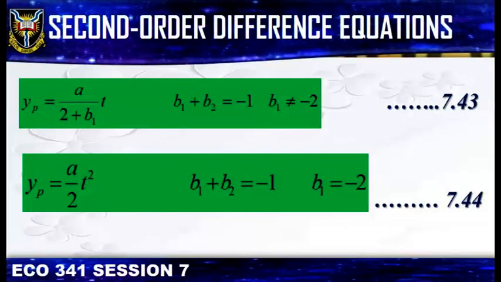y_p is equal to at over 2 plus b1, b1 plus b2 is equal to -1, b1 not equal to -2, equation 7.43. y_p is equal to at squared over 2, b1 plus b2 is equal to -1, b1 is equal to -2, equation 7.44.